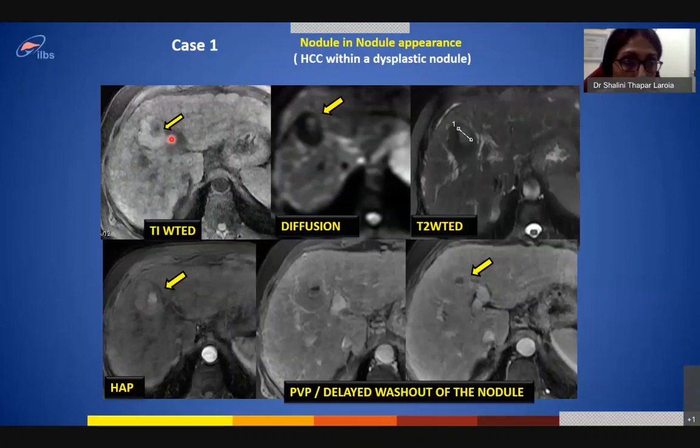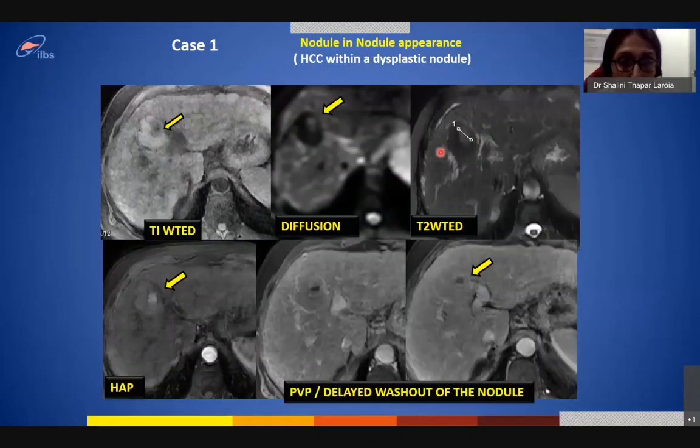Now, why this nodule is different is because there is another small nodule within a larger nodule. And when this happens, you have to look at this inner nodule very carefully because this is part of the process of hepatocarcinogenesis, which occurs de novo with the nodules already existing in a cirrhotic liver. So when you have a lesion like this, you always look at a T1 weighted sequence and then you look at the diffusion or T2 weighted sequences.